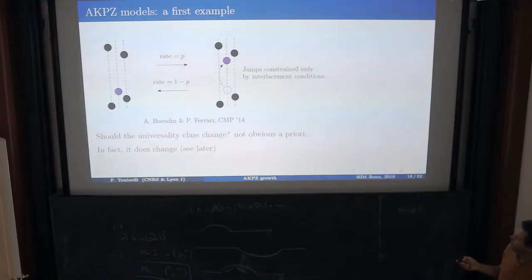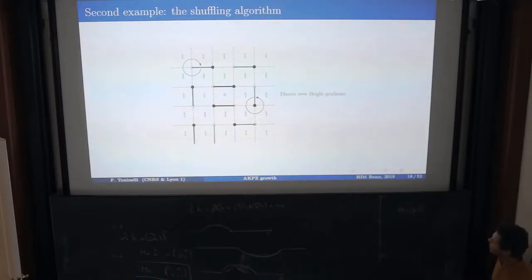Okay, so this is one example. Let me show the second example. It's called the shuffling algorithm. It's something that is well known to people who work on dimer models, but maybe this is not the case in this audience, so let me explain. I think it's a very cute growth model.